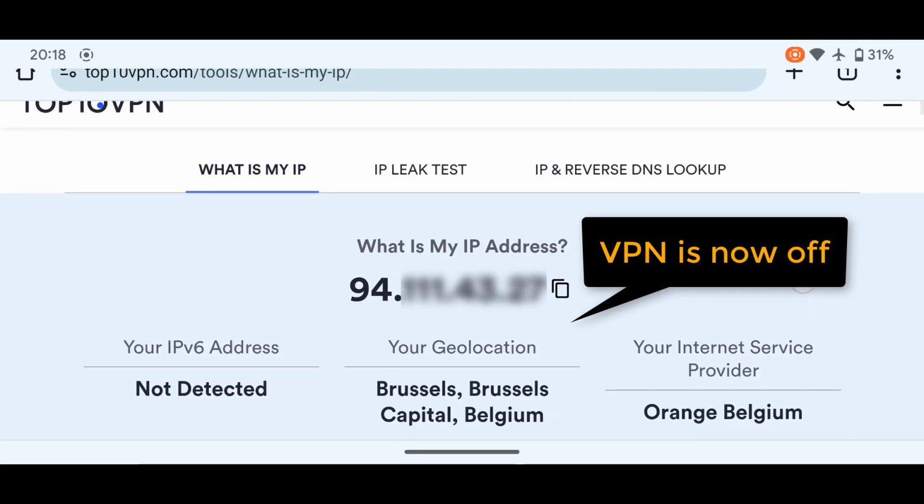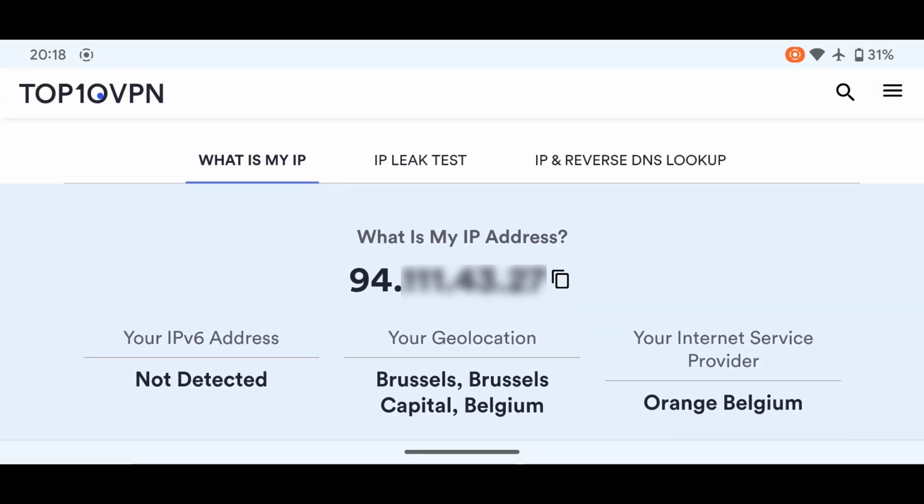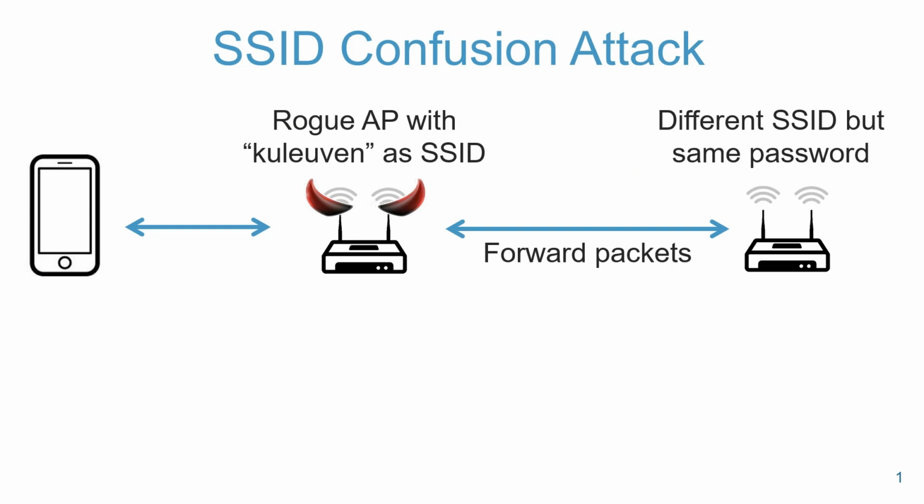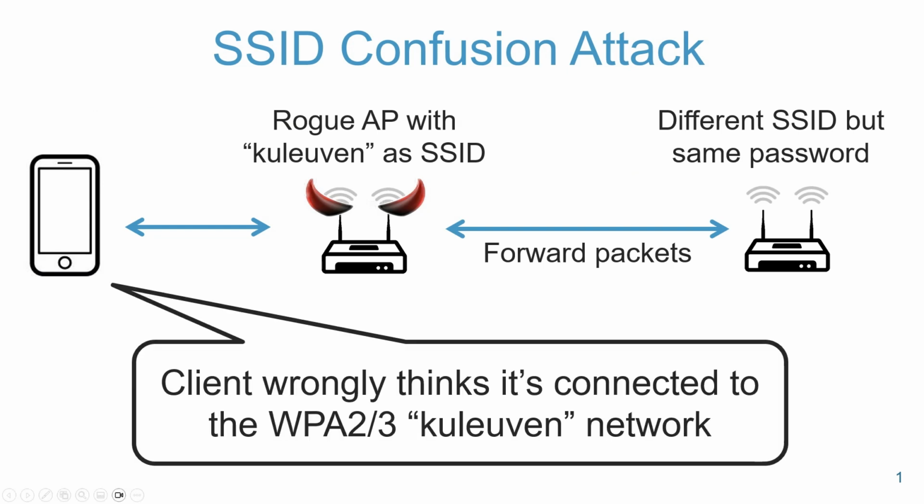However, in reality the client is not connected to KU11, because the SSID confusion attack was used to trick the client into connecting to a less trusted SSID instead. In other words, the VPN wrongly disabled itself.